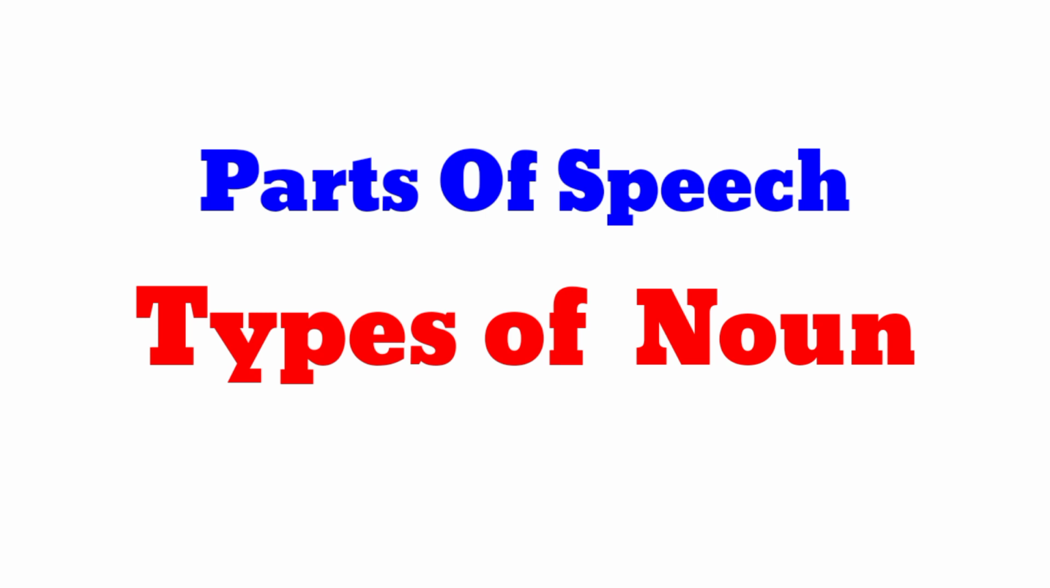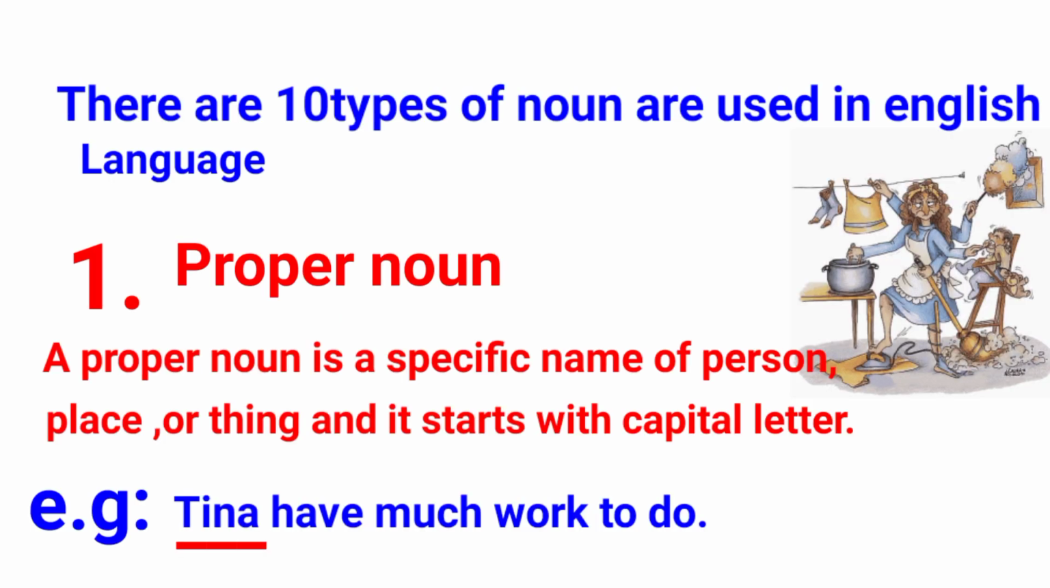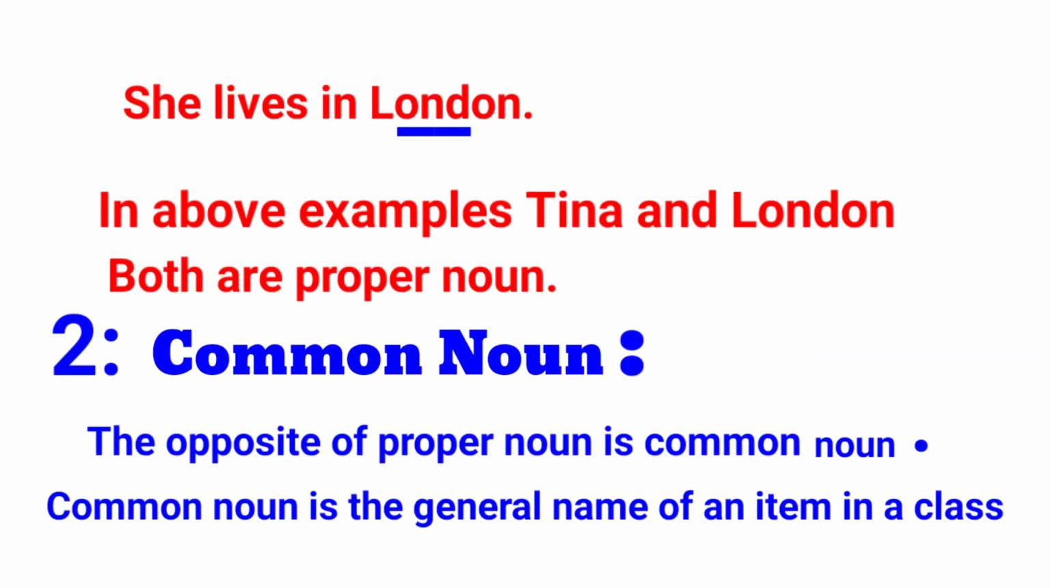Parts of speech. Types of noun. There are 10 types of noun used in the English language. Number 1, proper noun. A proper noun is a specific name of a person, place or thing, and it starts with a capital letter. For example, Tina has much work to do. She lives in London. In the above examples, Tina and London are both proper nouns.